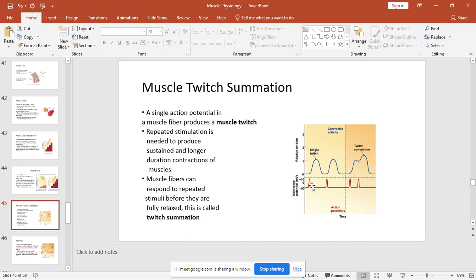The response of the muscle by building tension as a result of a single stimulation is basically called a single twitch. But this one, where you have additional buildup of tension on the first one, because you have an action potential arriving at the muscle before relaxing, is called twitch summation.